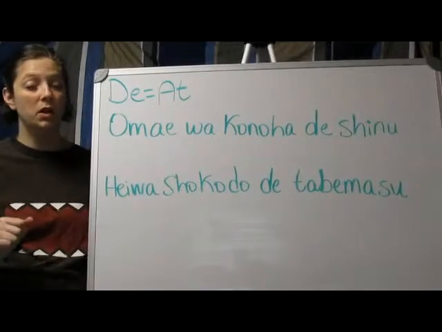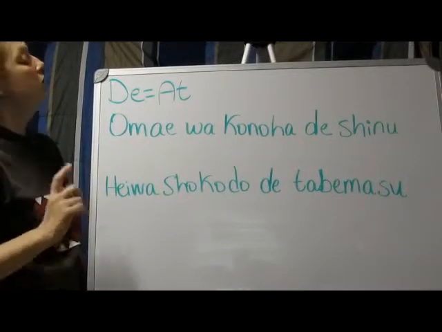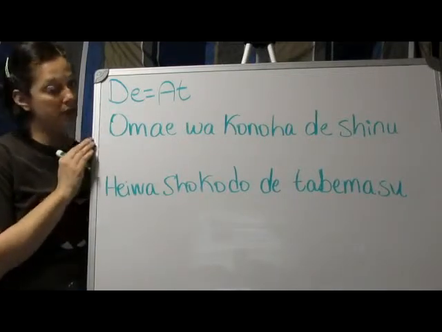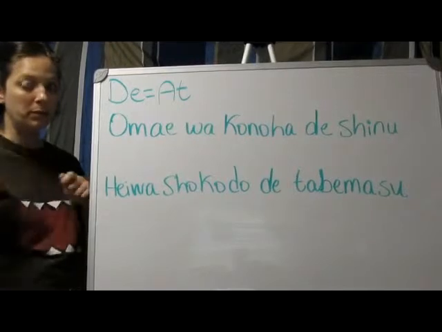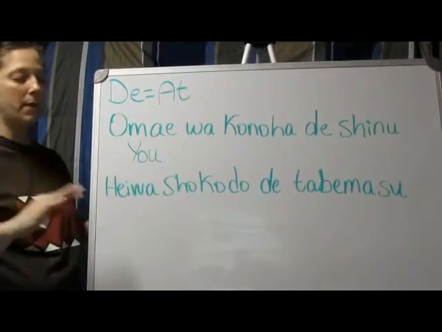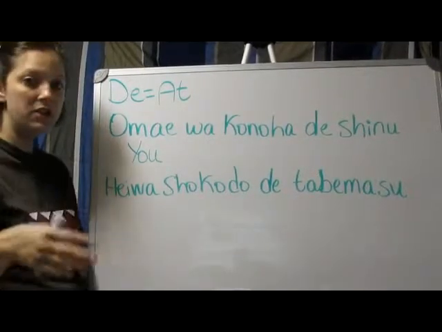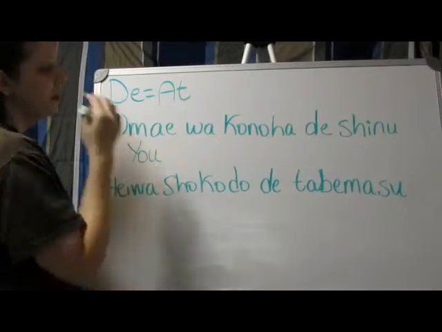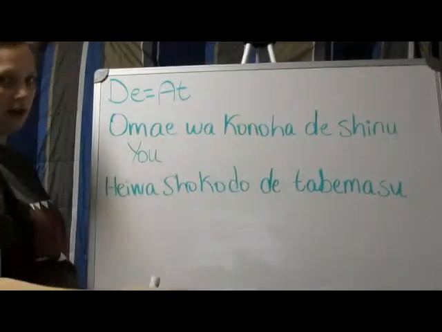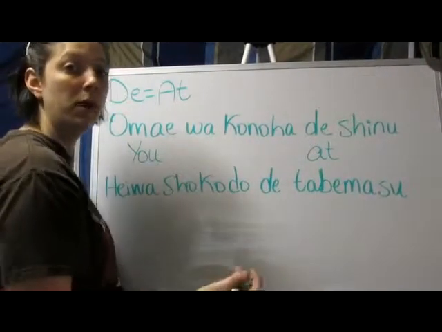So now we're going to learn the particle de. And de simply means at. Okay? So let's look at our example sentences. This is a really simple example. Omae, which if you remember from your vocab, is the casual word for you, which you'll see a lot in anime used by males. And then Konoha, if you don't know this, is a village in the show Naruto. So this is just a name of a village. So you, Konoha, de, which means at. And then shinu is the verb for die.